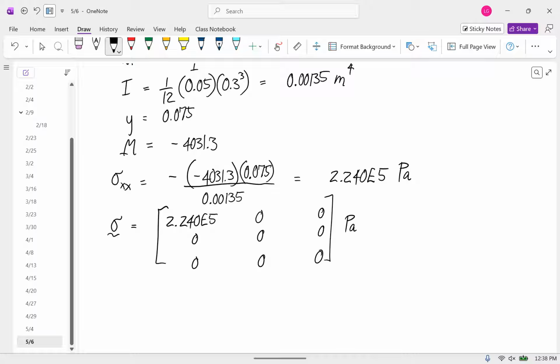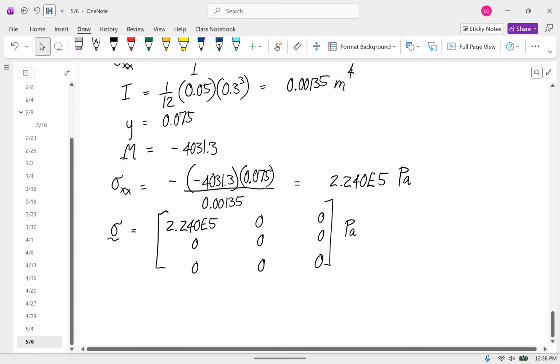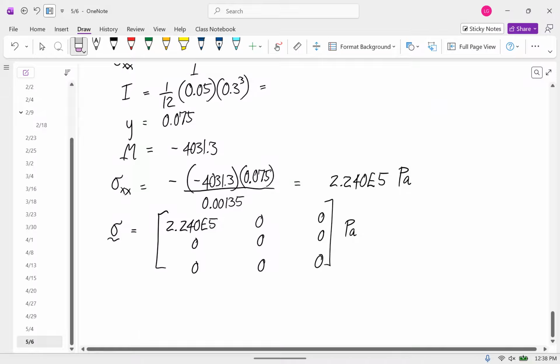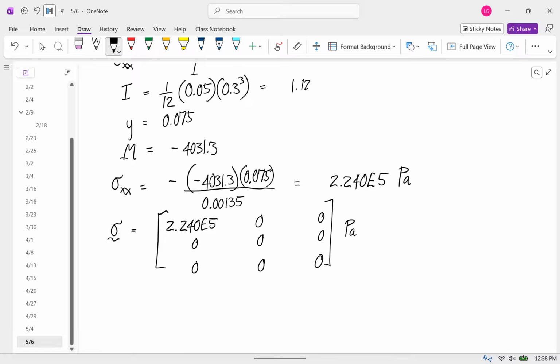I think I got 1.125 for the area moment of inertia, not 135. Yeah. Oh, I didn't divide by 12. Dang it. Times 10 to the negative fourth. Okay. So this is actually 1.125 times 10 to the minus fourth.